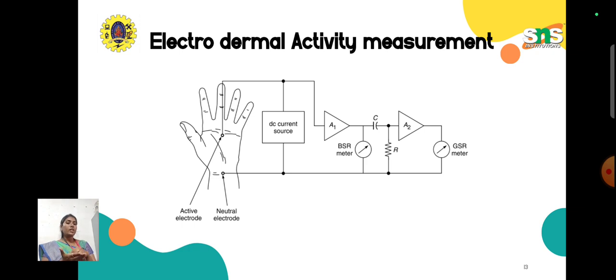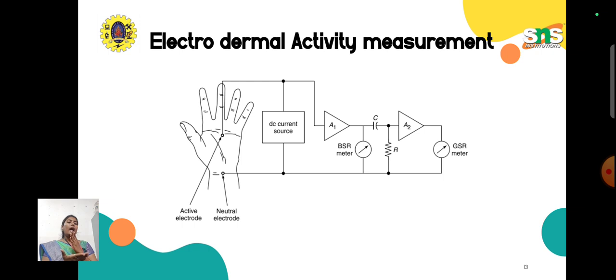Based on the electrical activity of the skin, that is the resistance property of the skin, you can see some voltage drop across the skin. That voltage drop will be the output. The voltage drop is directly proportional to the resistance of the skin. This is a very simple concept. For easily remembering, you can use Ohm's law, V equals IR.